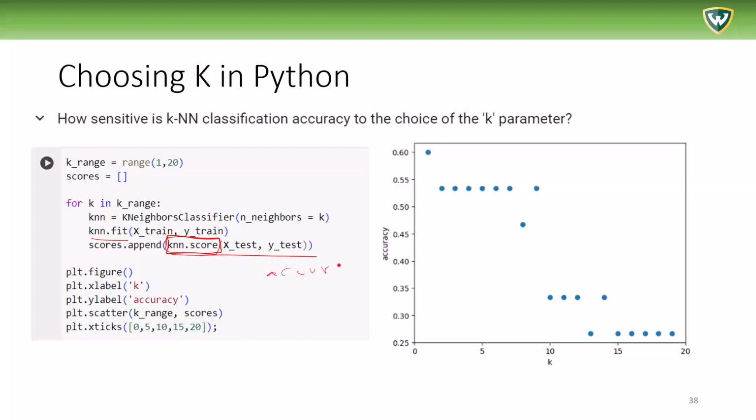But essentially, this is the accuracy: the percentage of classifications that it did correctly. So this loop creates a number of different models with different K values, and then also creates a list of the scores of the different models with the different K. And then it just plots out the results at the end.